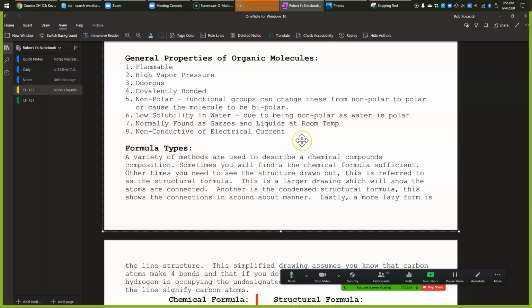And it's not conductive. So it's a non-electrolyte. If you put bare wires that were hot into gasoline, you might think it'd explode, but it wouldn't do anything because there's no way for the electricity to jump from one side to the other.